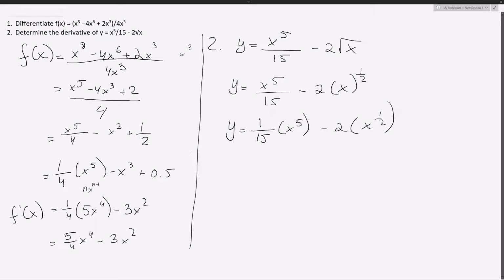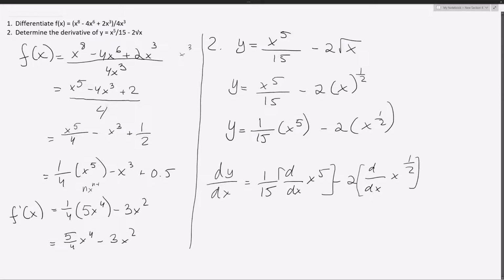Using the notation that we've learned, we can find the derivative of this function either by saying y prime or by using the notation d over dx of y, which would be dy over dx, equals 1 over 15 times the derivative of x to the power 5, minus 2 times the derivative of x to the power of 1/2, right? So this is what we get. You can put brackets around it if you want to visualize it better.